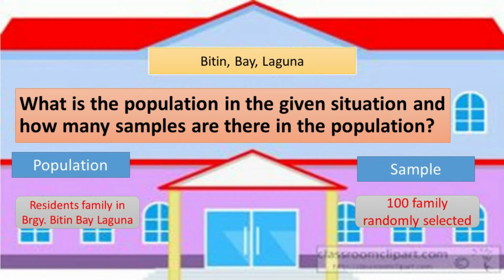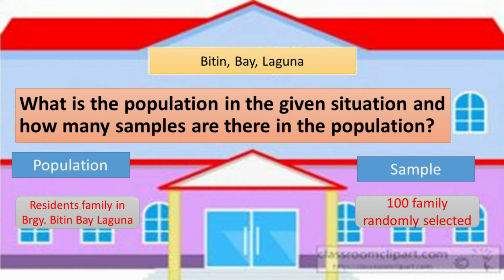What is the population in the given situation and how many samples are there in the population? The researchers choose the families of Barangay Bitin as their respondents, but they want to get the samples only, where they select 100 families randomly. Therefore, the population is the residents' families in Barangay Bitin, Bay, Laguna, while the identified samples are the 100 families.